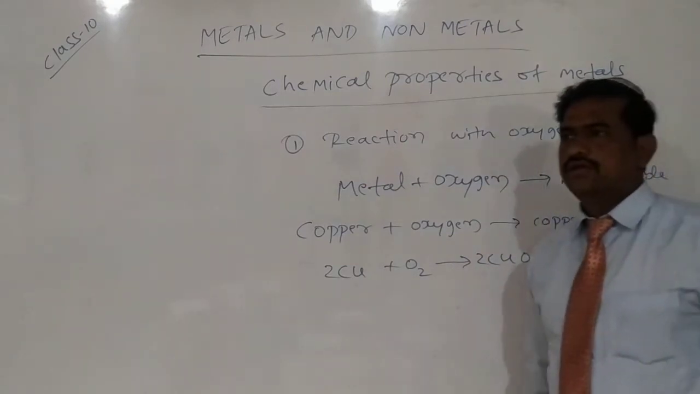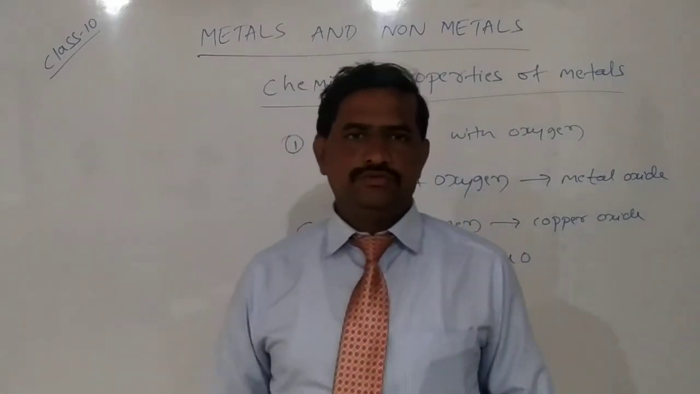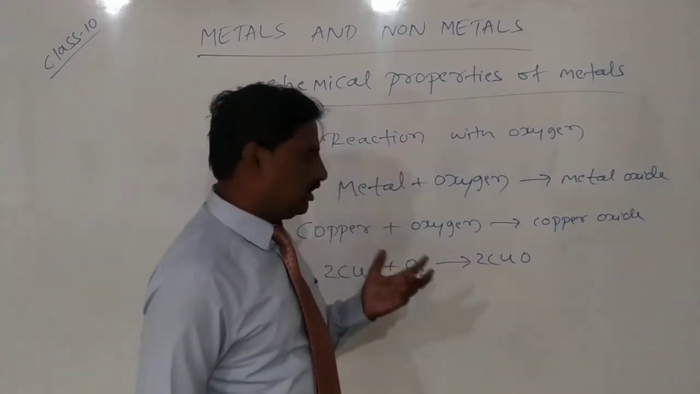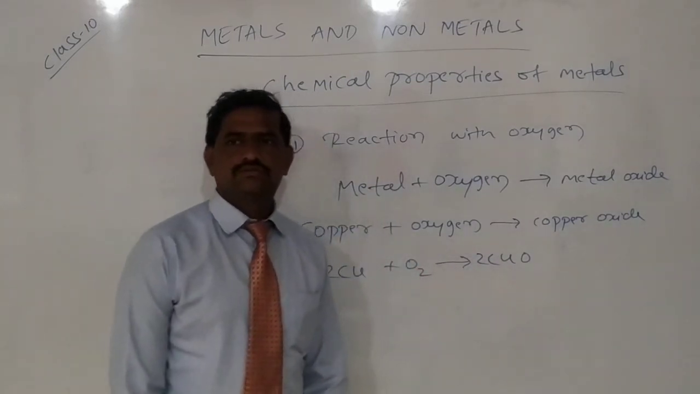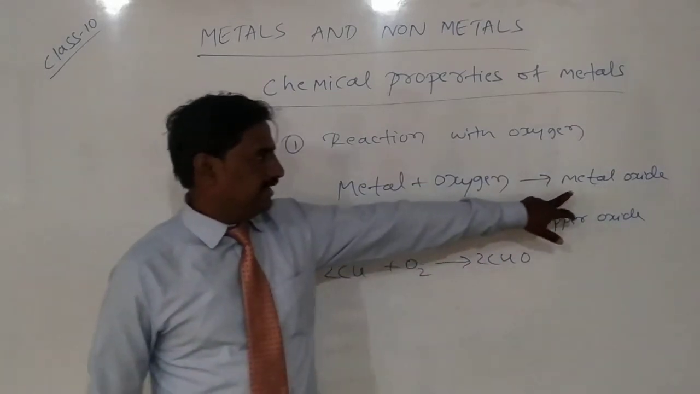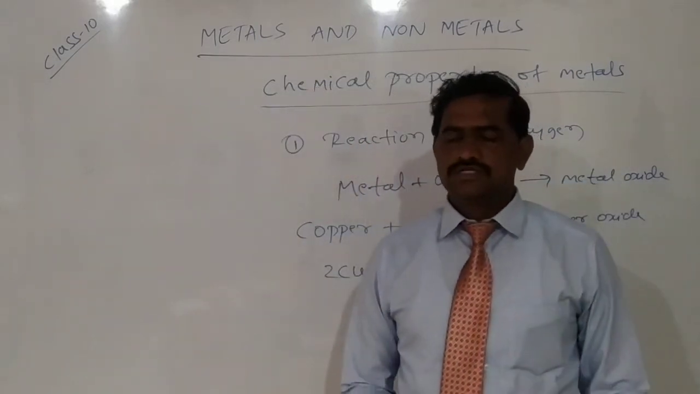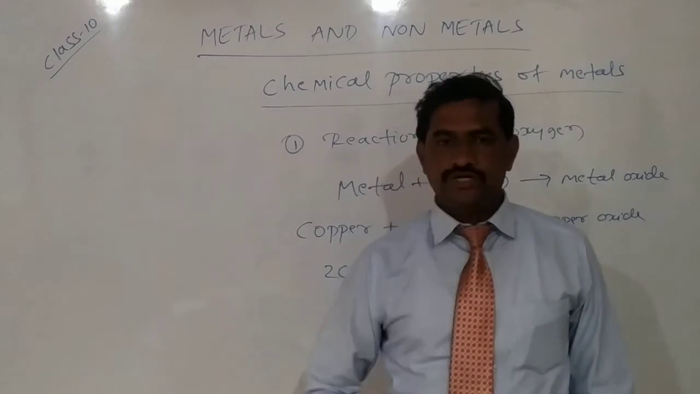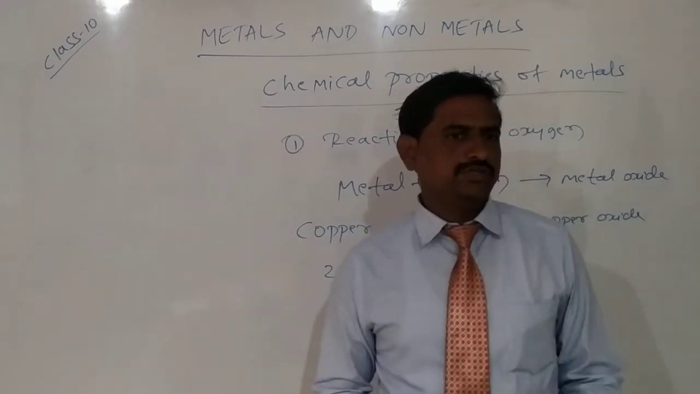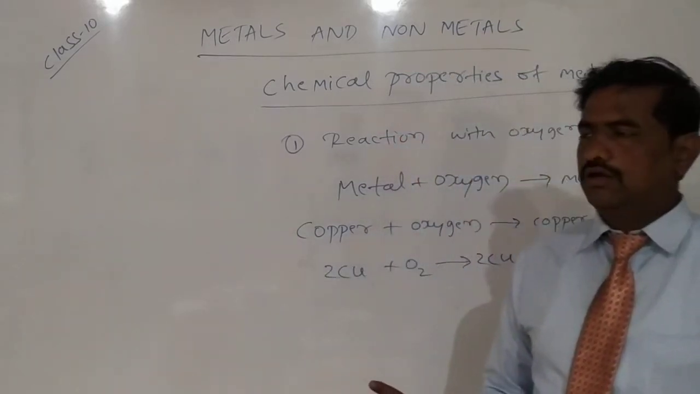Next, usually these metal oxides are basic in nature. When a metal oxide reacts with an acid, there is formation of salt. In the last class we studied acids, bases and salts. When acids react with a metal oxide, there is formation of salt and water.